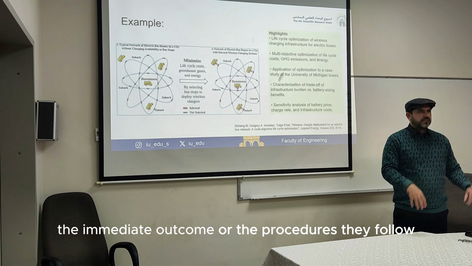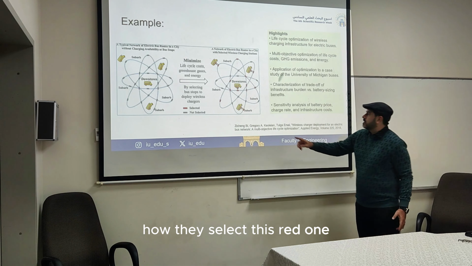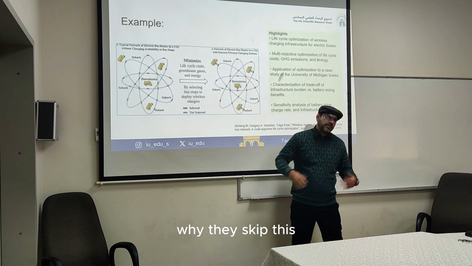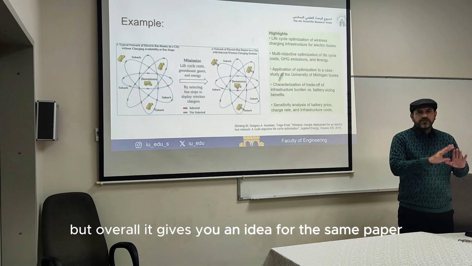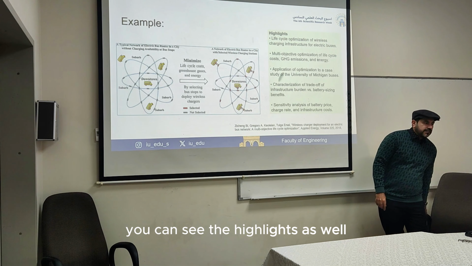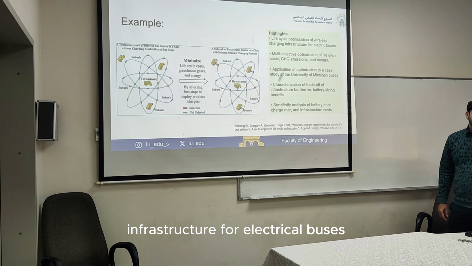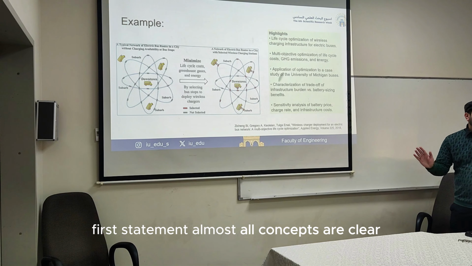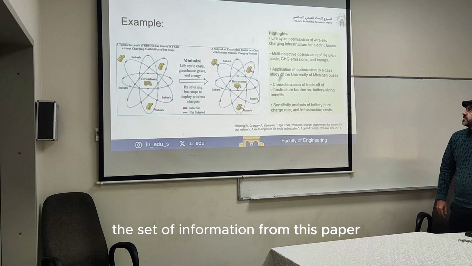It gives you the outcome or the procedures they follow. If you want to go into detail on how they select this red one, why they skip this, then of course you need to go into the paper. But overall, it gives you an idea. For the same paper, you can see the highlights as well: life cycle optimization of wireless charging infrastructure for electrical buses. In the first statement, almost all concepts are clear, so we know what set of information to expect from this paper.